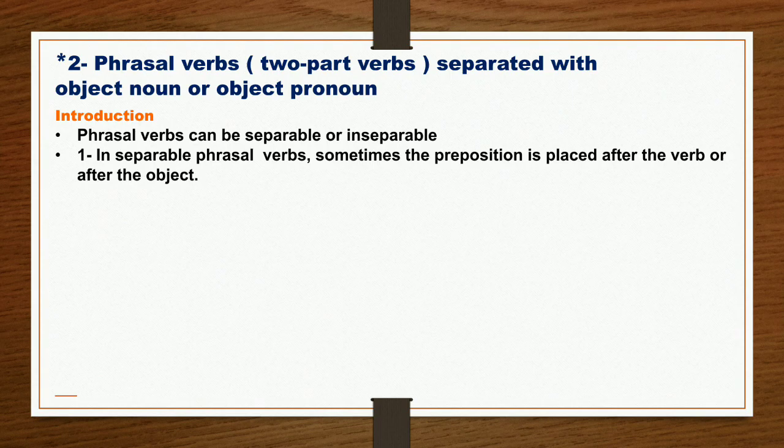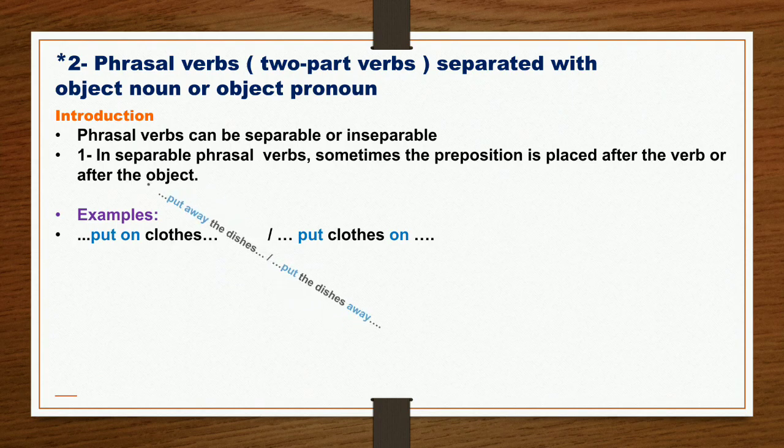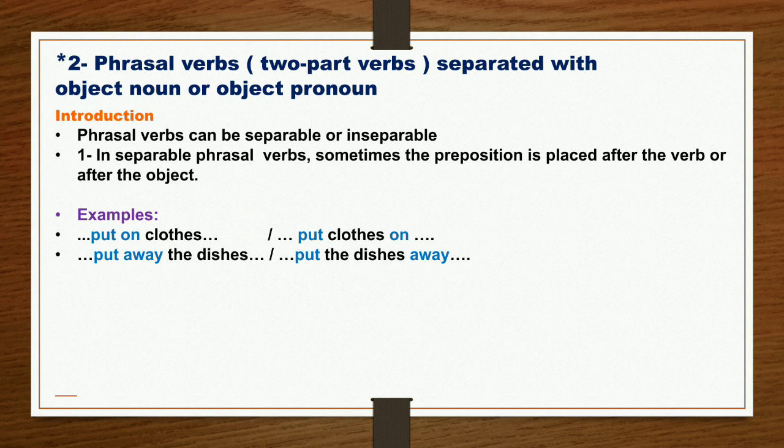Separable phrasal verbs: sometimes the preposition is placed after the verb يأتي حرف الجر بعد الفعل or after the object أو بعد المفعول به. Examples أمثلة: we can say put on clothes or put clothes on. Other example, put away the dishes or put the dishes away. لاحظي أن المفعول به جاء في الوسط بين الفعل وحرف الجر أو في نهاية الجملة بعد الفعل المركب.